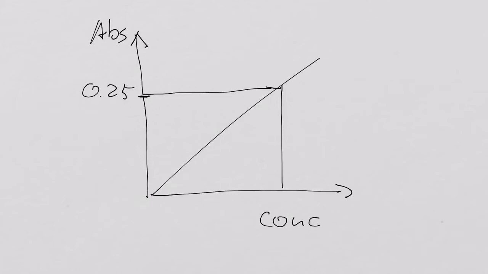It's extremely useful because it can help us, even if we don't have an extinction coefficient. Right, so let's do that. Right? And we measure. We make up different concentrations.